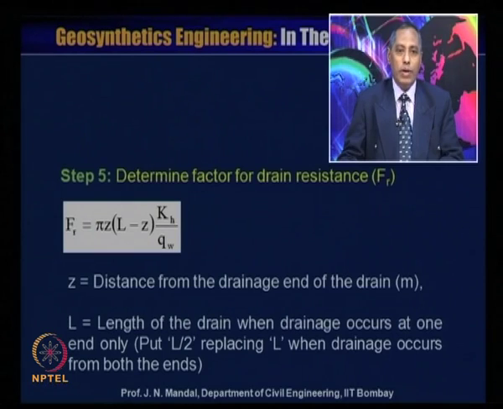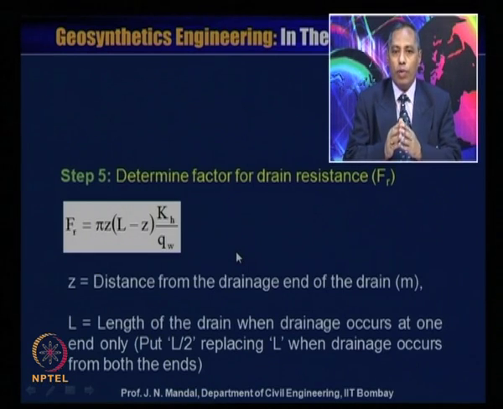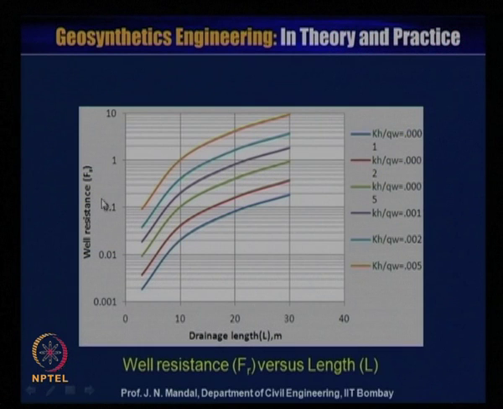We will use this equation for drain resistance: Fr is equal to pi z (L minus z) into Kh by qw. Here, z is the distance from the drainage end of the drain, in meter, and L is the length of the drain when drainage occurs at one end only, or put L by 2 replacing L when drainage occurs from both the ends.